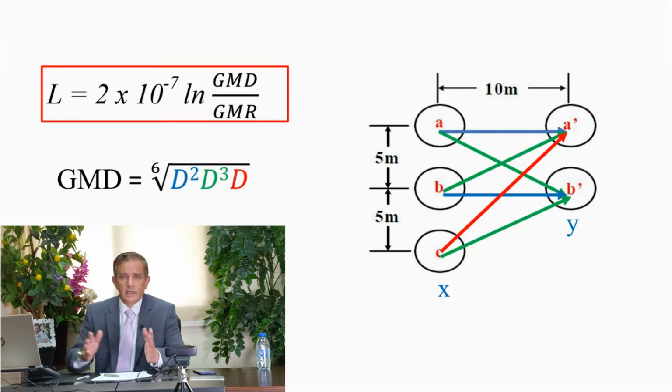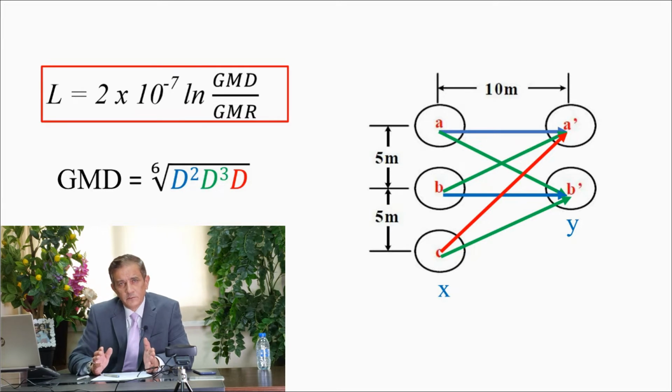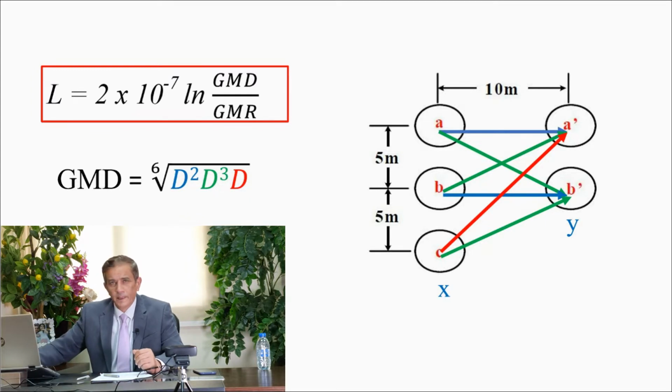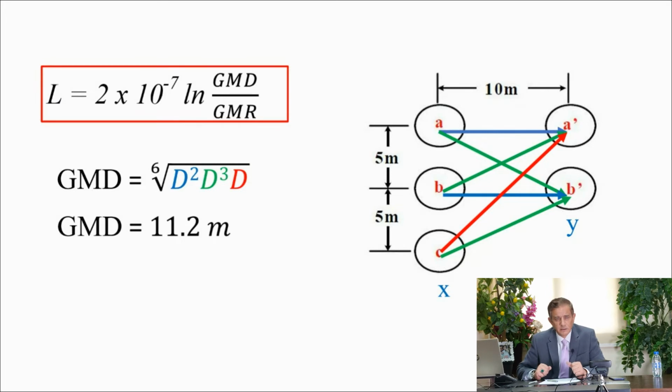So if I multiply them, the 6 spacings in different colors: the blue one I have 2, the green one I have 3, and the red one I have 1. Multiplication to the power of 1 over 6, or the 6th root of them. If you do this, you will get this answer. Is it clear or not?